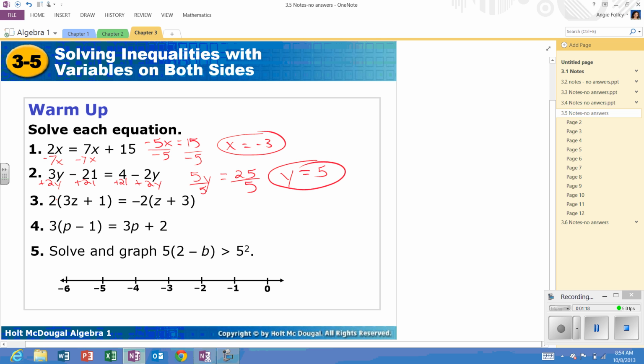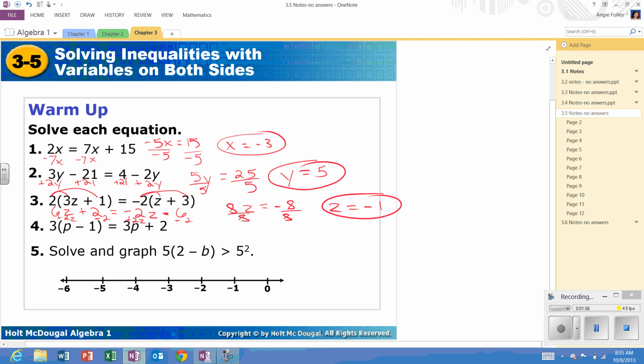Okay, for this next one, before I can start solving, I need to distribute. Okay, so I'm going to get 6z plus 2 equals negative 2z minus 6. Now I'm going to move this 2z over to the left side by adding 2z to both sides. And I'm going to move this 2 over to the other side by subtracting it. So then I'm going to get 8z equals negative 8. Divide both sides by 8. And then I get z equals negative 1.